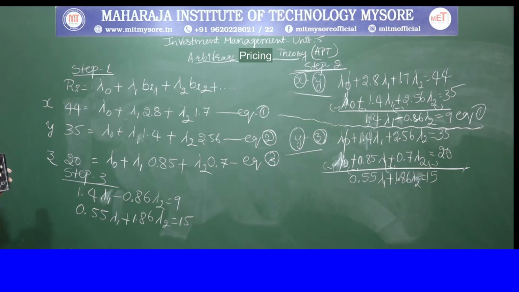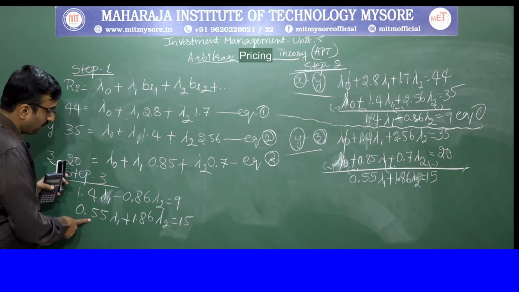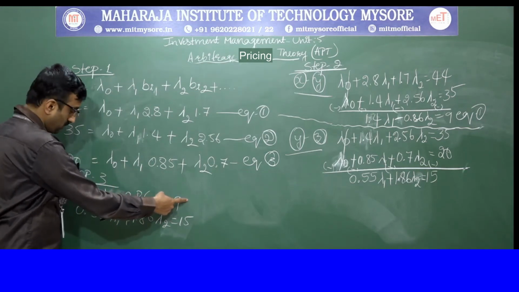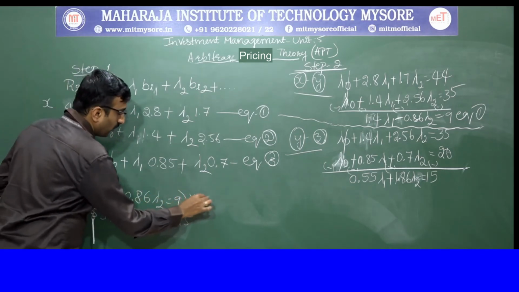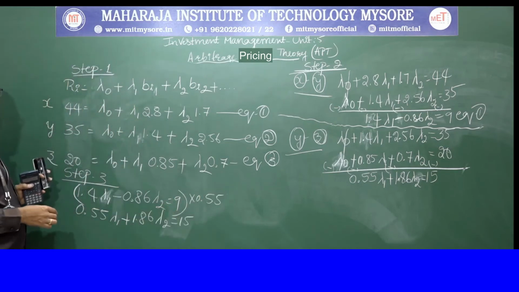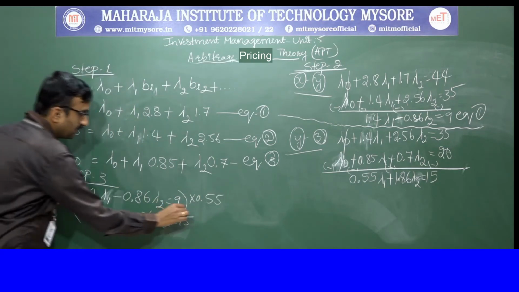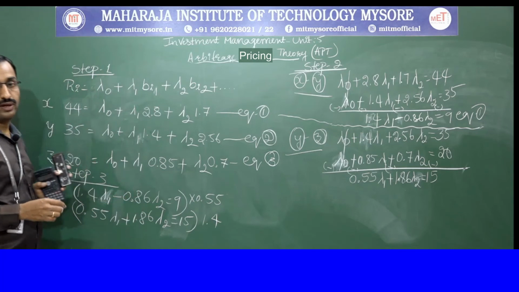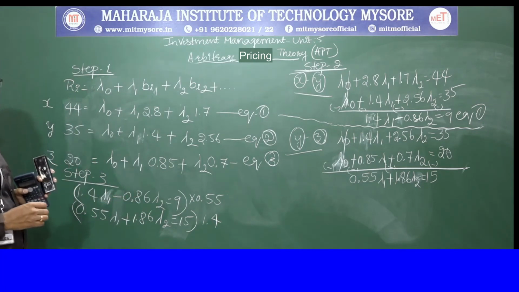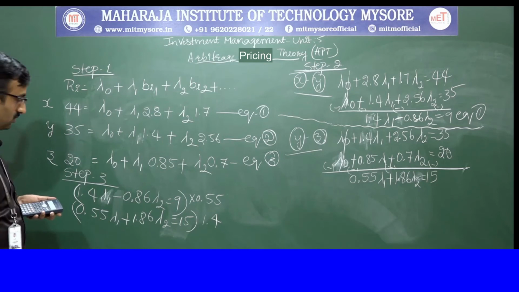Okay. So, we have to cross multiply. We take 0.55 lambda 1 for the first equation, and later we multiply by 0.55. Then after that we will consider 1.4 for equation 2. So, you go with the multiplication.